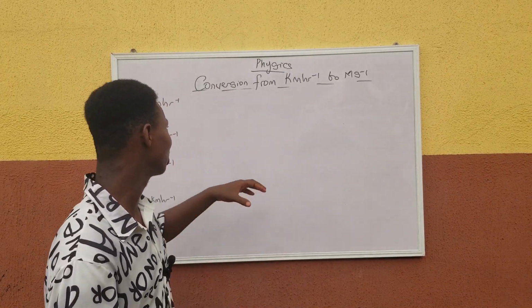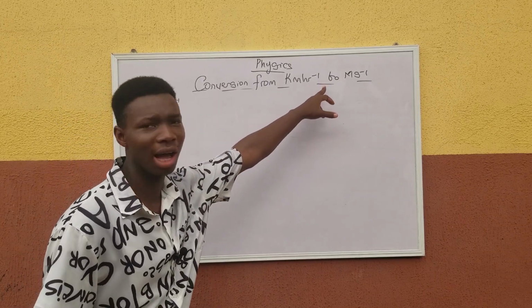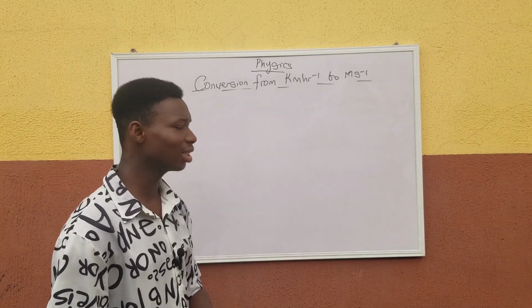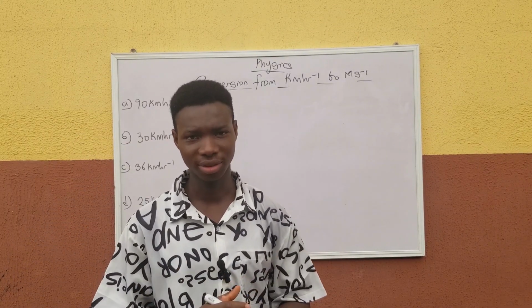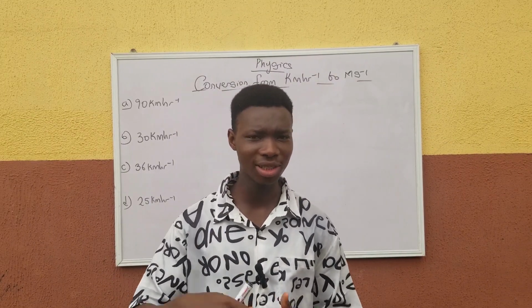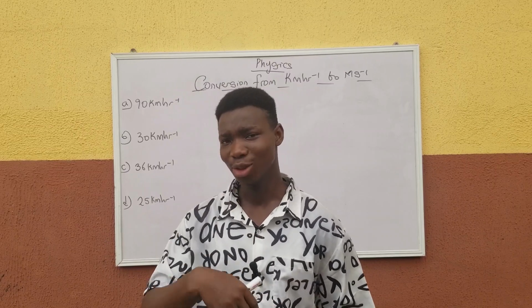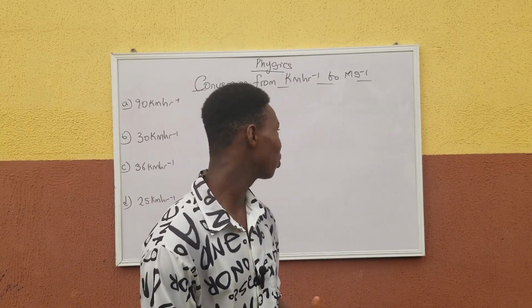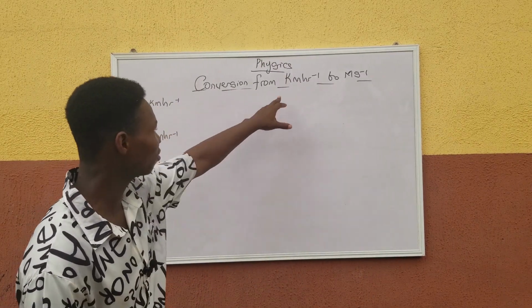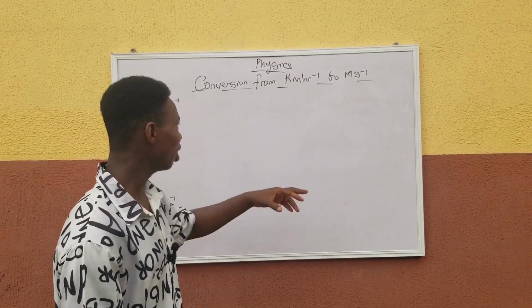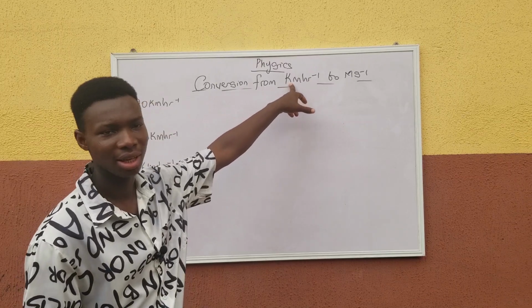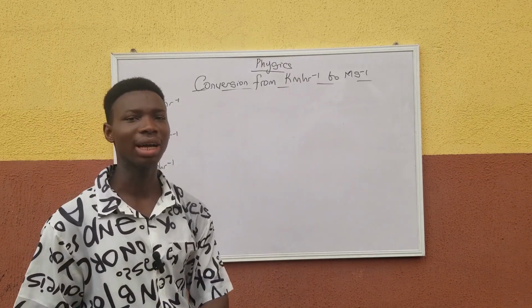So from here we'll be dealing with conversions from kilometer per hour to meter per second. First thing you need to know is that kilo means times 1000, and on the other part of it you need to learn how to convert from minutes to seconds, hours to seconds, day to seconds, and months, year to seconds. So the first thing you do is this. Always remember that in physics and in mathematics, kilo means times 1000.